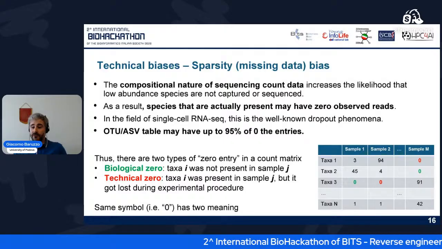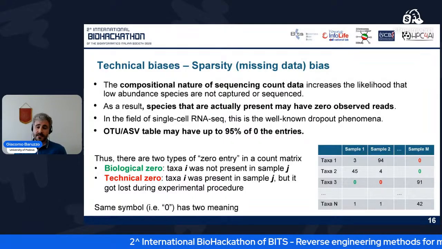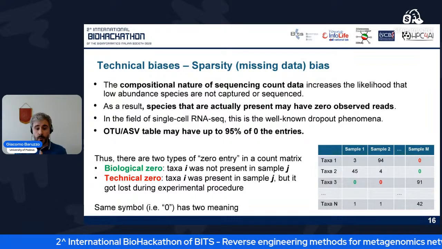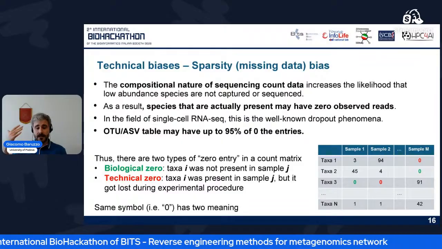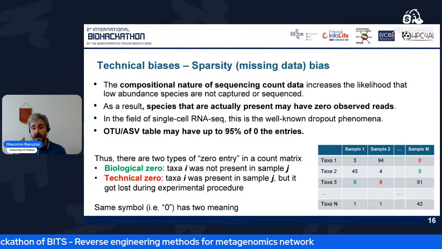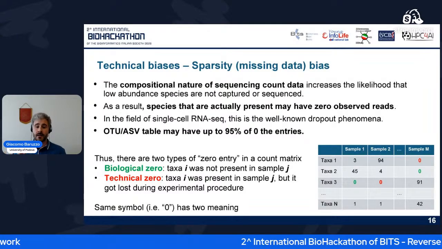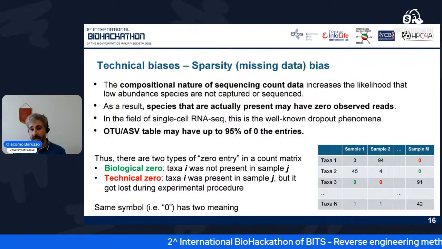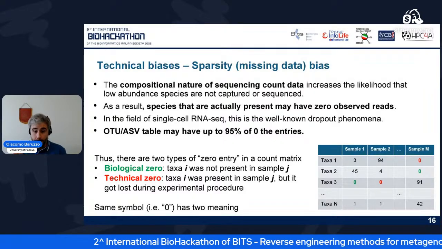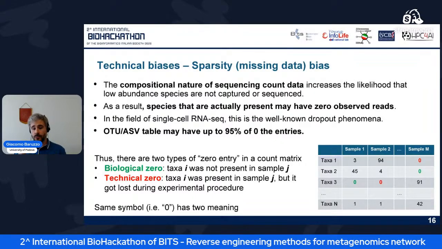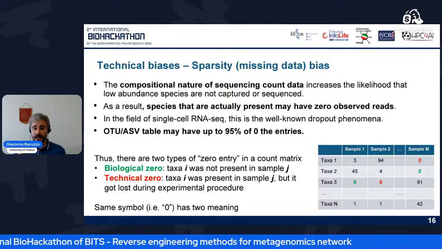This is the well-known phenomenon, if you are familiar with single-cell RNA-seq, of the dropout, where low abundance genes that express very few amount of transcript have a higher probability to be missed, to be not sequenced. This is the same, again, all sequencing count data are compositional. And this is another source of bias, the fact that you are missing data. You should know that there are missing data in your count table.